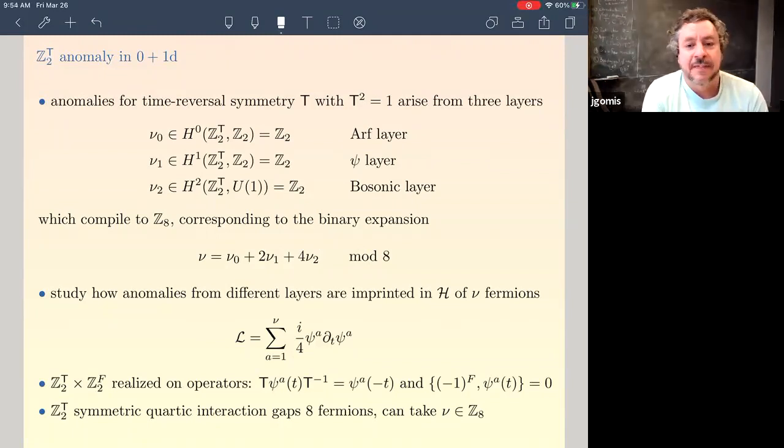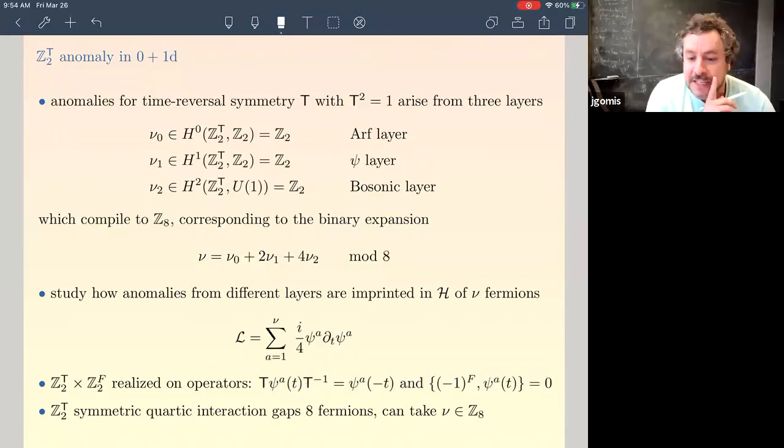Now, let's find a system where we can study anomalies. A very simple system to do it is just to study the Hilbert space of a system of nu fermions. So this is just a trivial system of fermionic quantum mechanics, just a bunch of nu fermions, and then the symmetries of the system, which include time reversal and Z2F, are represented on the operators in the usual way.